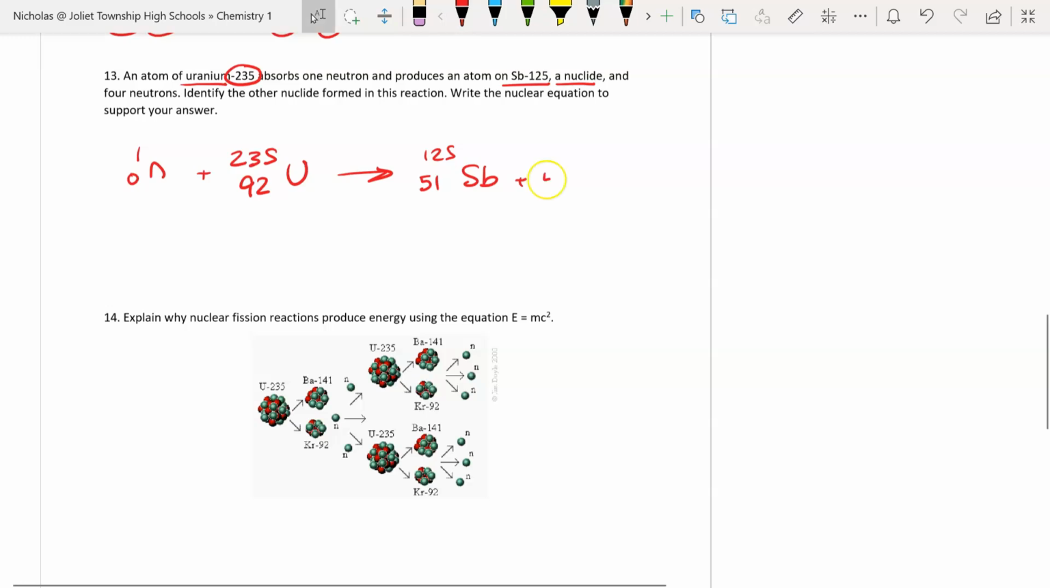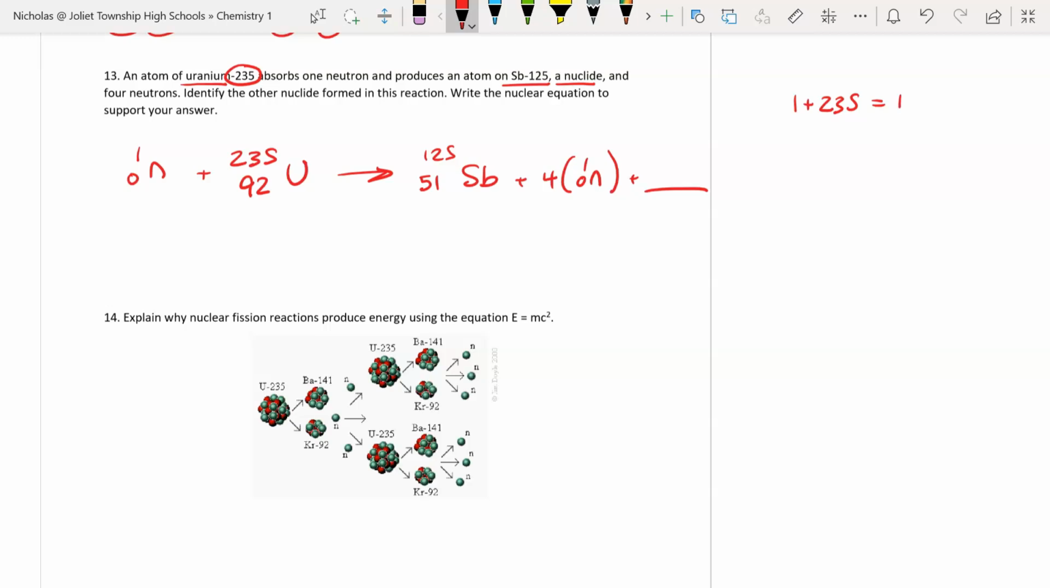So let's see, 4, 1 neutron, okay. And then we got to kind of fill in the blank because it doesn't tell us what the other piece is. So let's approach this the same way we did our last one. We've got, on the left side of our equation, dealing with the mass, we have 1 plus 235, and that's going to balance with 125. 4 times 1 is 4, plus what we don't know. So 236 equals, this is going to be 129 plus x. When we solve for x, we get 107.